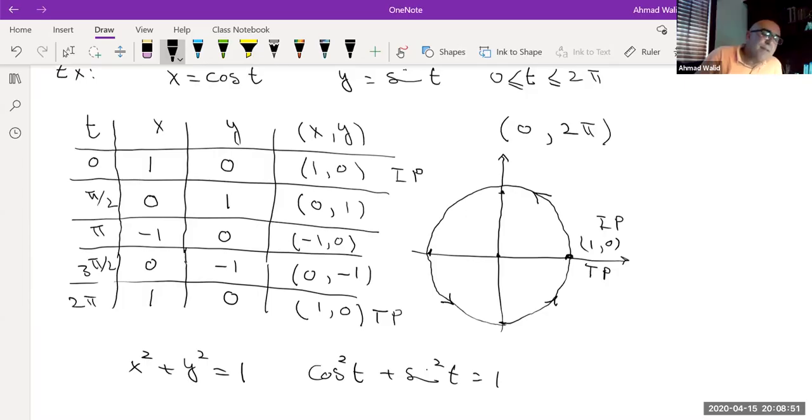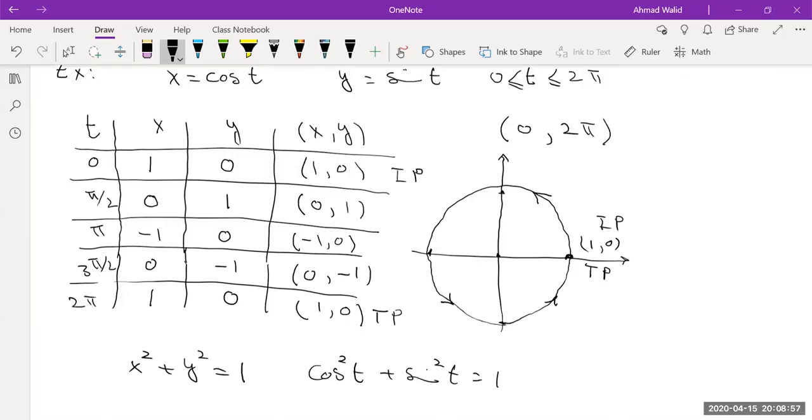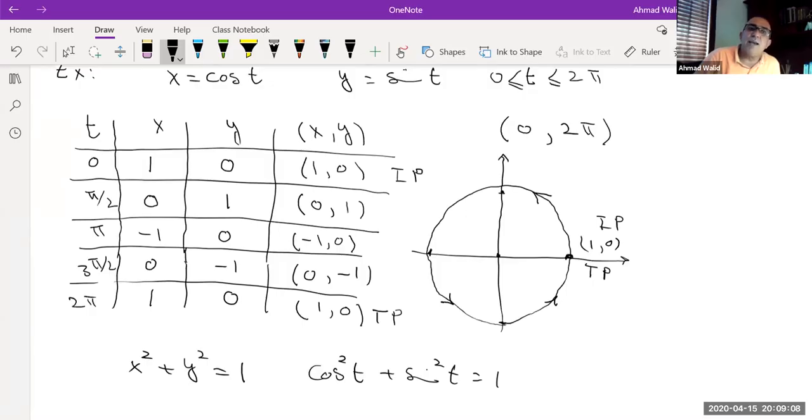Is t representing time in this example? No. Actually, your t is representing an angle here for you, right? T is the angle. You see, t is the angle: 0, pi over 2, pi, 3 pi over 2, 2 pi. It's not necessary that your t all the time represents time. It can also represent an angle, right?